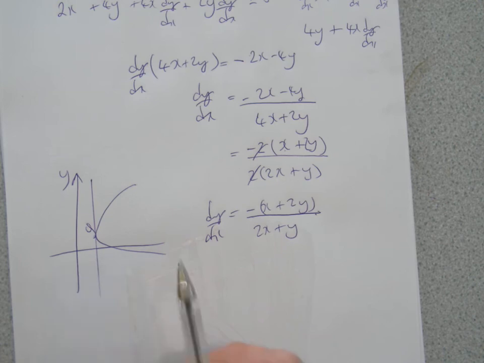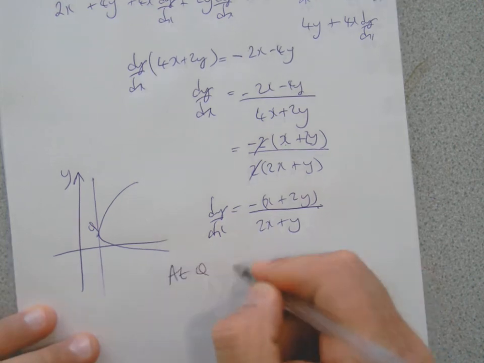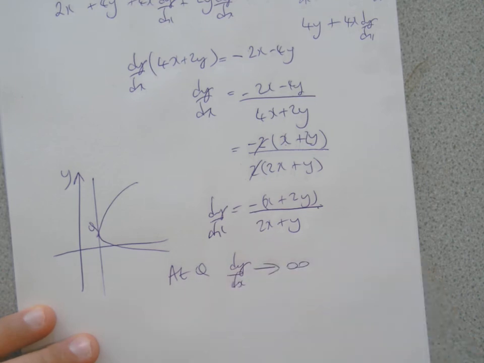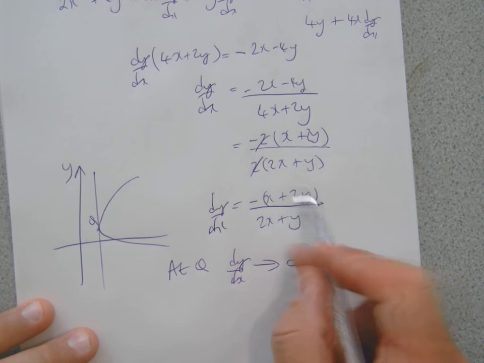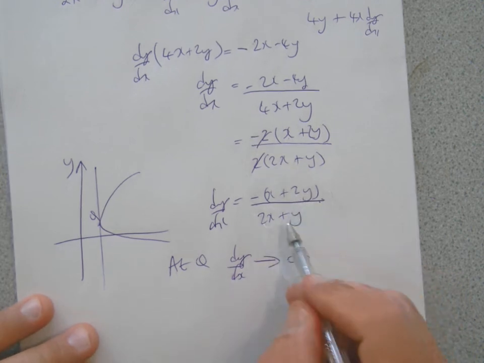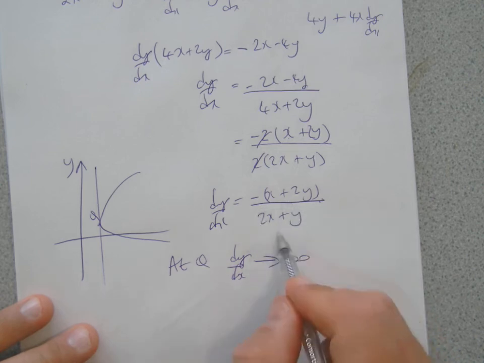You're falling there, right, in terms of the gradient. So basically, at Q we can say dy/dx will just go to infinity. So then this goes to infinity, and you might wonder, well, what on earth do I do now? But if this goes to infinity, think about it. That means the bottom will actually equal 0. Does that make sense? Because remember, when you divide by 0.